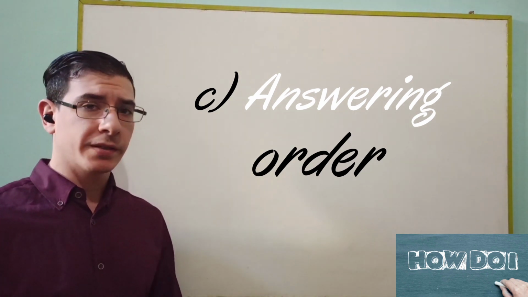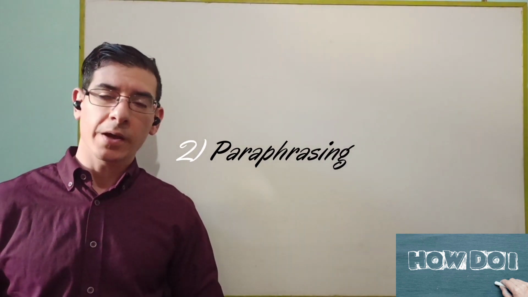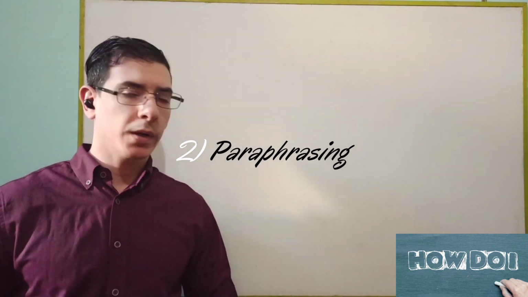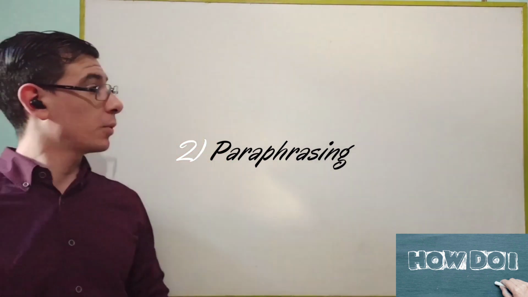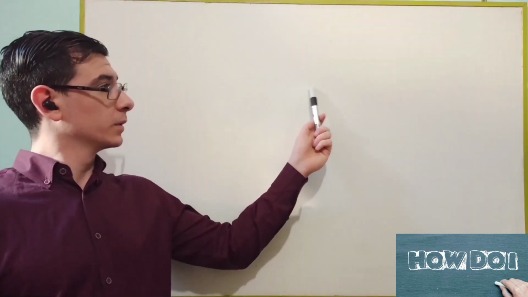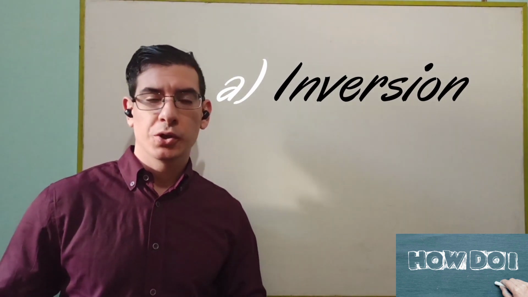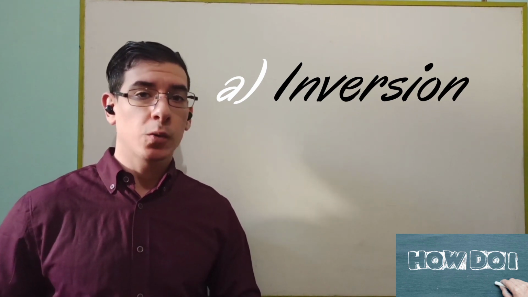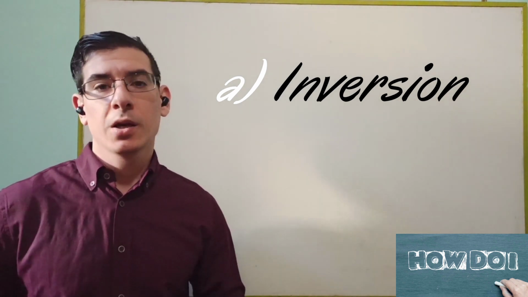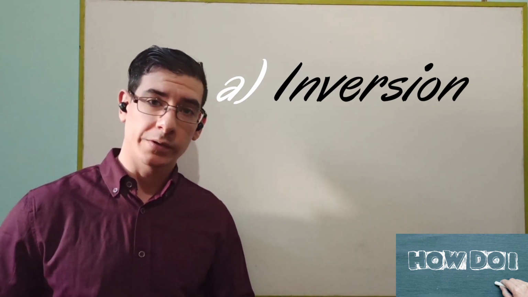So let's go to the very second part, which is the paraphrasing. In this one, you have to take into account three different points. The first one, there's a technique called inversion. The inversion means to change the word order and use the question order. So in this case, we use first the auxiliary, then the subject, and after that the verb, just like in a question.